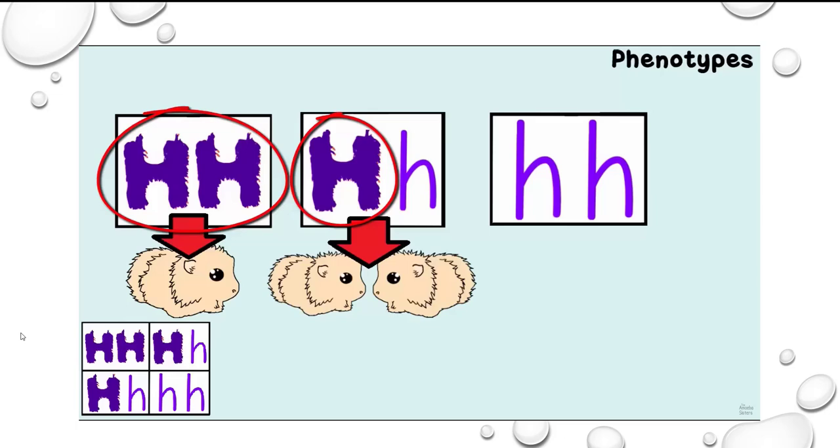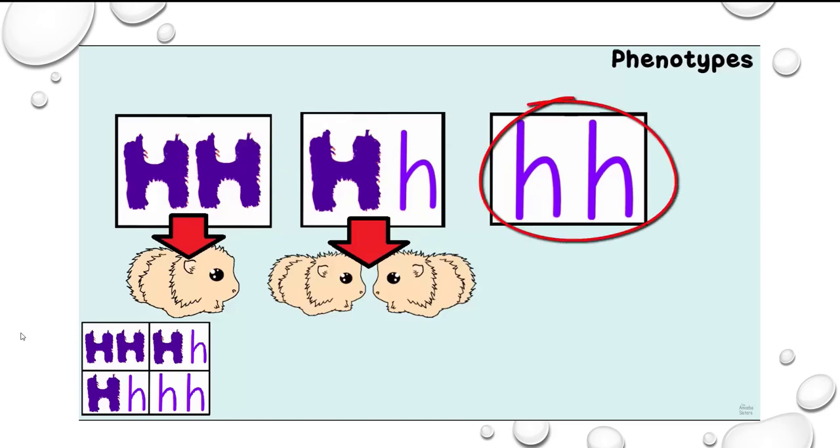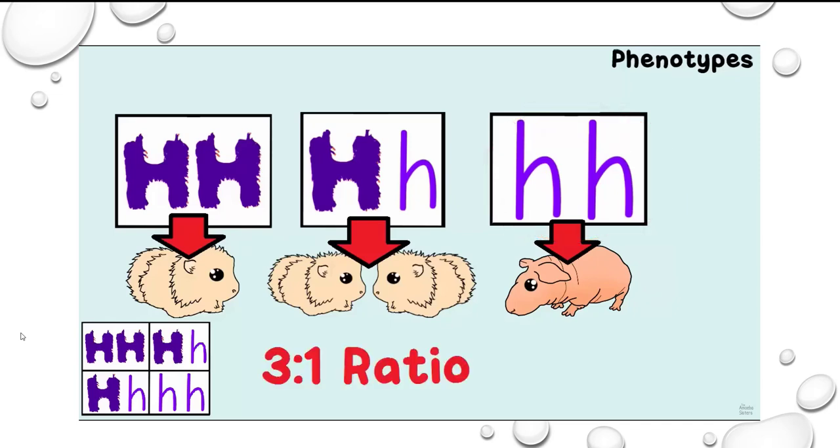So 3 of them here, the 1 big H baby and the 2 big H, little h babies, they all have hair. The homozygous recessive baby, which was little h, little h, has no dominant allele present. So this little guy would be hairless. So you could say the phenotype ratio is 3 have hair to 1 that's hairless. Or a phenotype percentage could be 75% hair, 25% hairless.